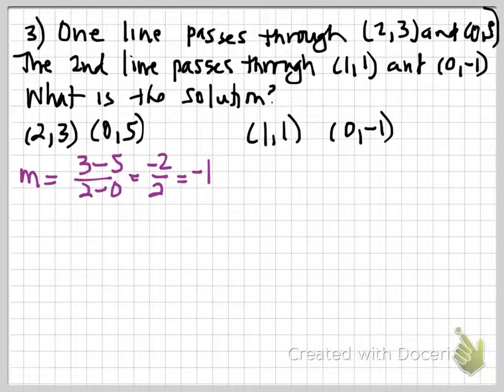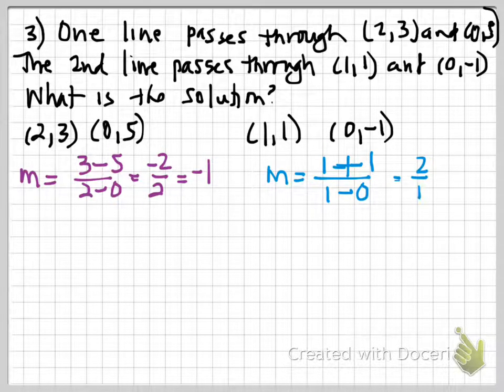Let's check out this slope. 1 minus negative 1 over 1 minus 0. 2 negatives make a positive. I get 2 over 1, which gives me a slope of 2. Are those lines parallel? No, they are not parallel. So what does that tell me about how many solutions I'm going to get to this particular problem? I'm going to get exactly 1.